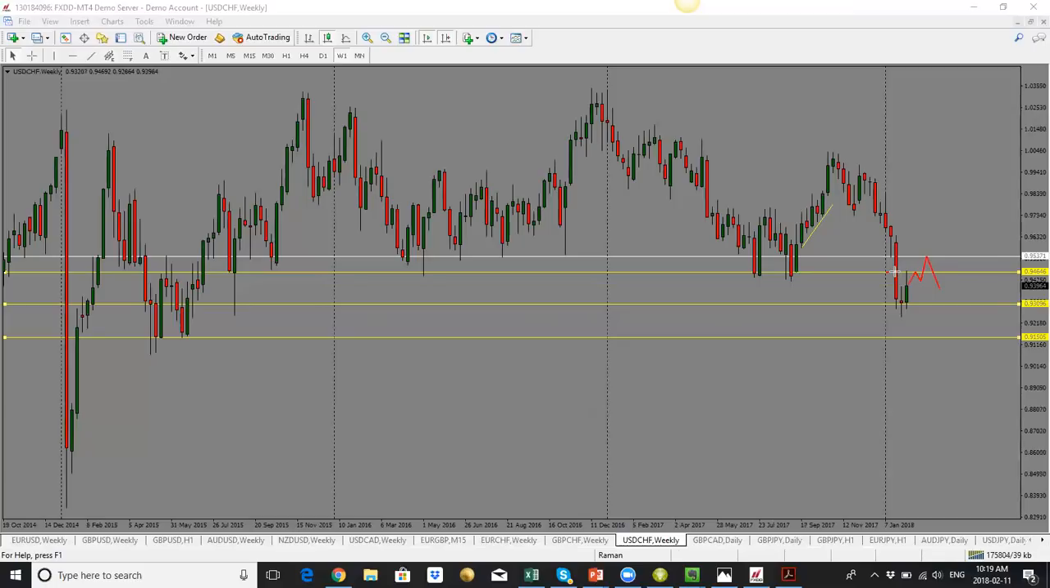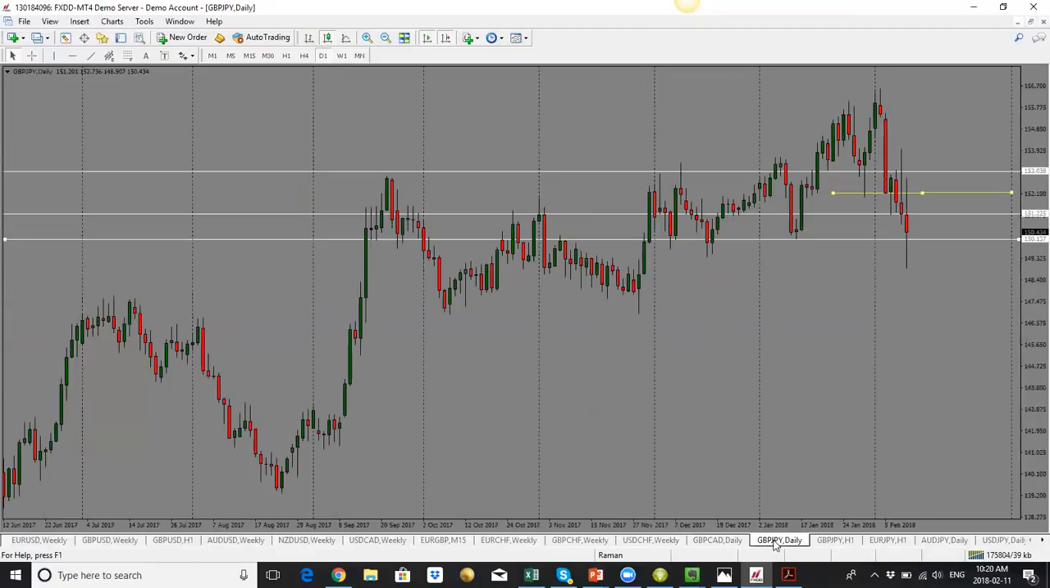But again, we have to see a break of 94.64 level here before we go long on this one, because we are into an important support and resistance right over here, and we need to see a break of that. But for now, it looks like it wants to retrace, because overall bias is to the downside, but we may be looking at a little bit further retracement for dollar Swiss franc.